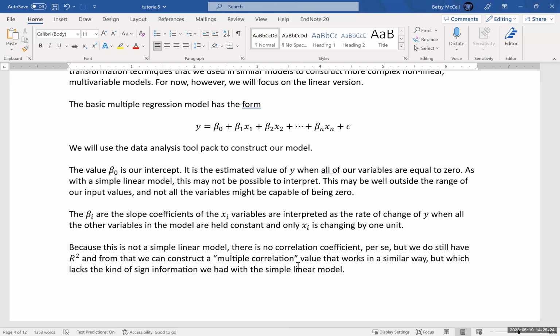There's no negative values for this because some of the slopes might be positive, some of the slopes might be negative, and it's a combination of relationships between all of the variables. That's something that we want to keep in mind as we go through this analysis. We can kind of think of it in the same way, but when dealing with these nonlinear and complex models, I personally don't look at the correlation so much anymore as thinking of it in terms of the R squared value.